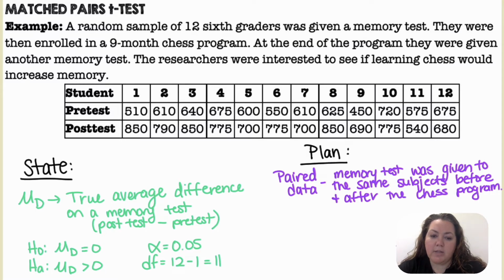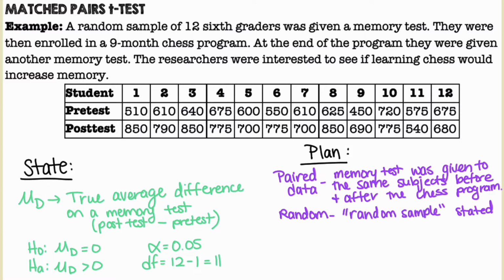Plan. We do have paired data. The memory test was given to the same subjects before and after the chess program. Random, it was stated that it was a random sample. 10%, 12 is less than 1/10 of all sixth graders.